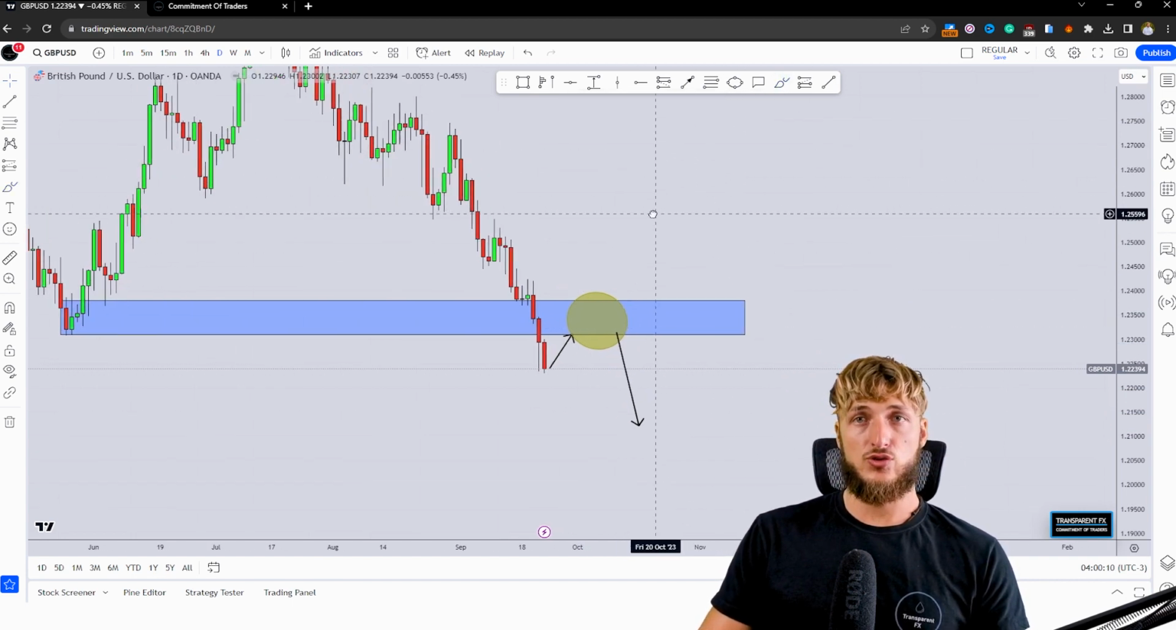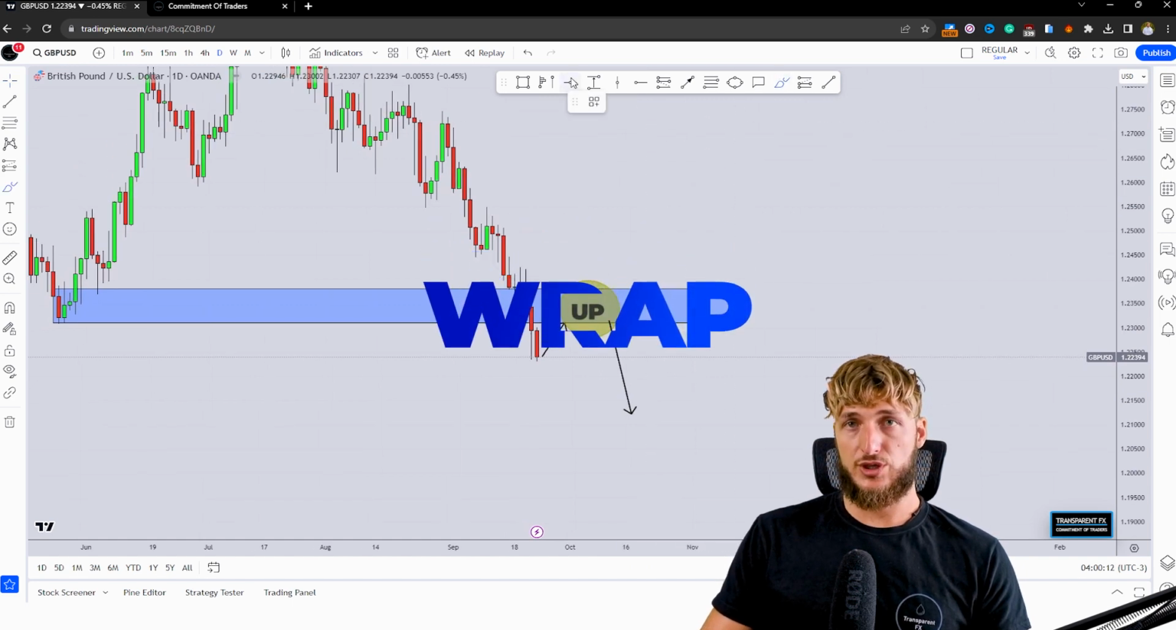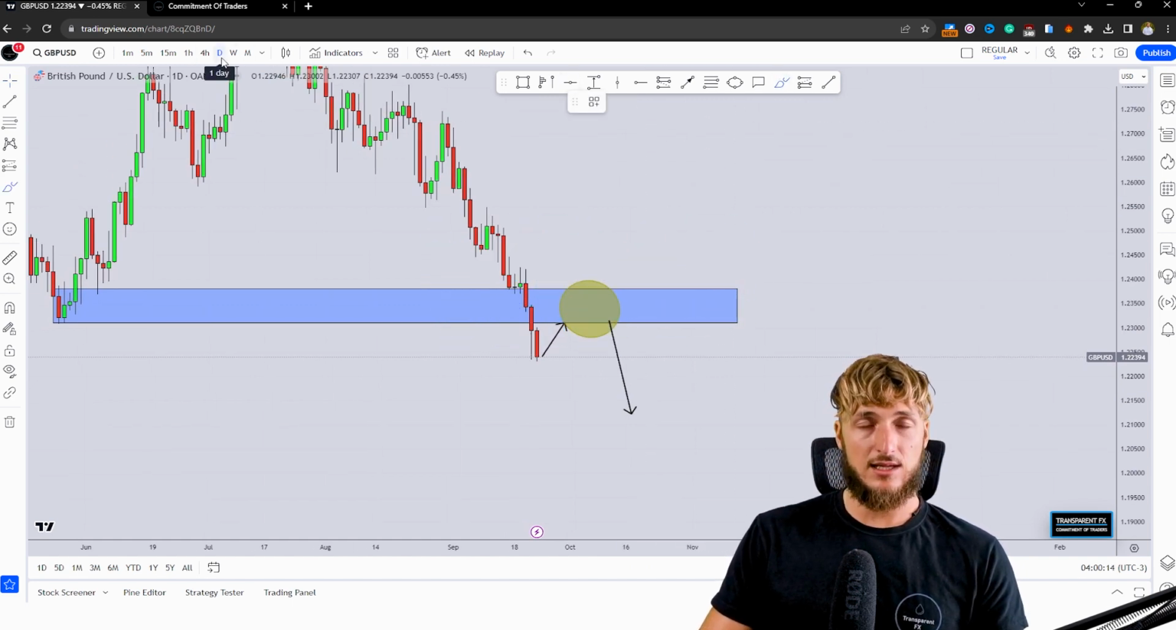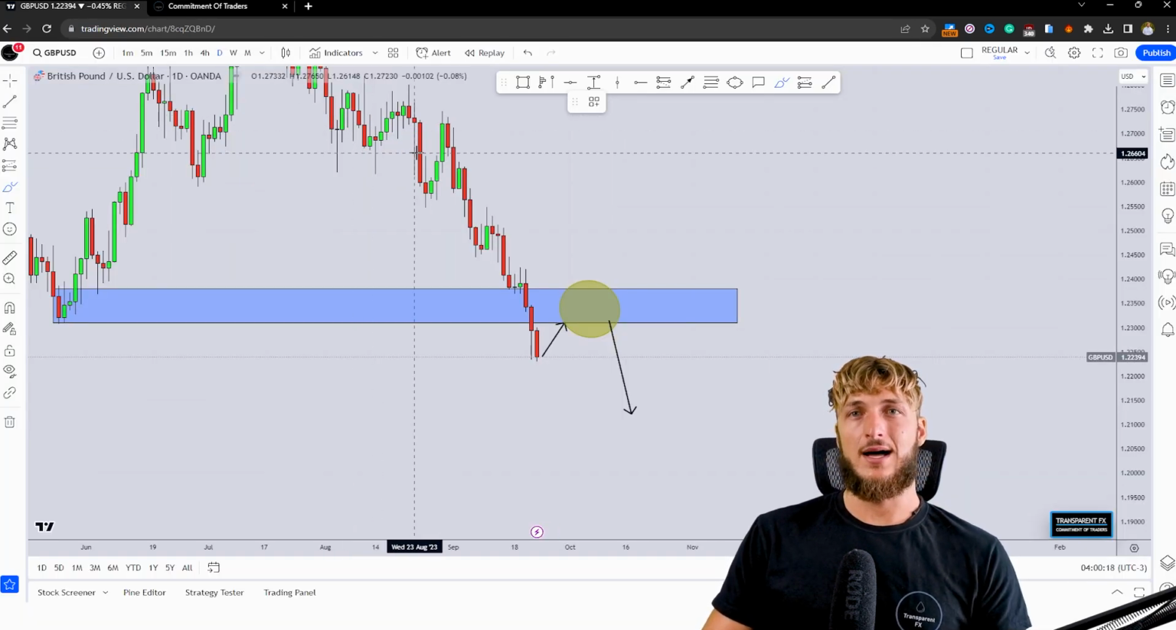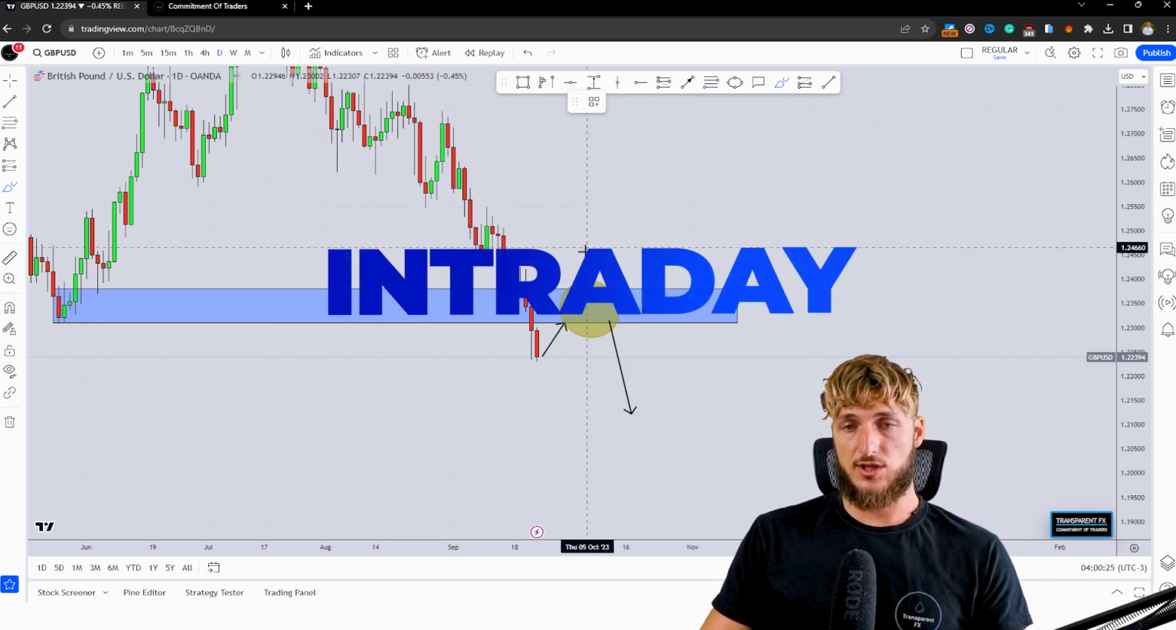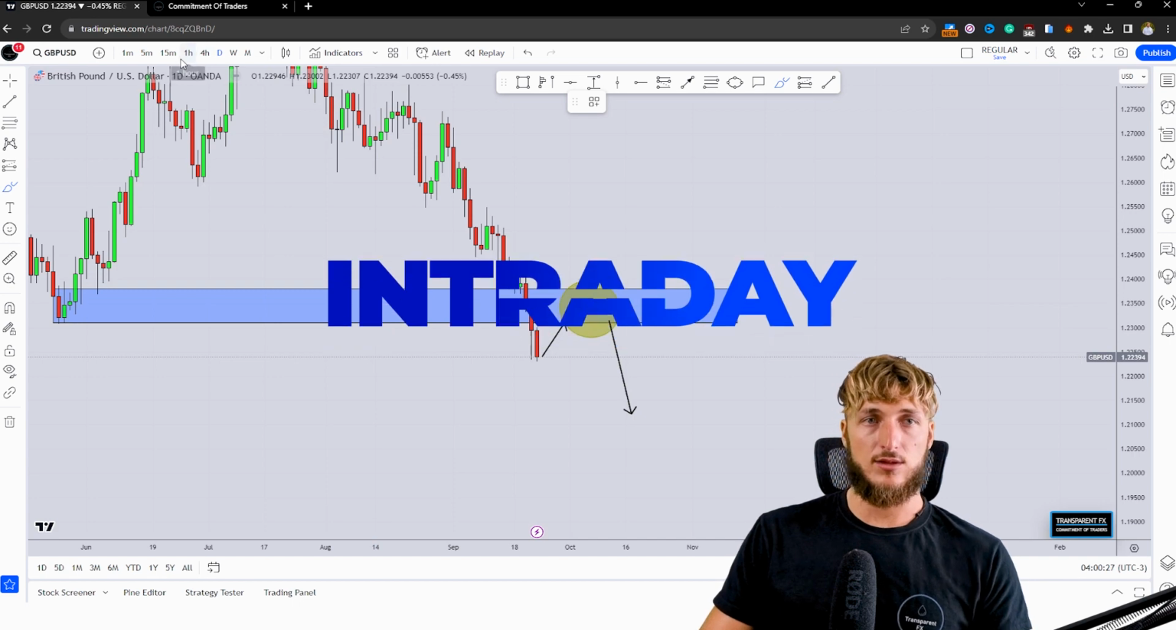Now, as usual, trading is reactive and not predictive. The monthly, weekly, and daily time frames combined with the COT data, those are the best time frames from a directional perspective. However, when it comes to confirmations and entries, the best time frames are the intraday time frames. So 4 hour and lower.